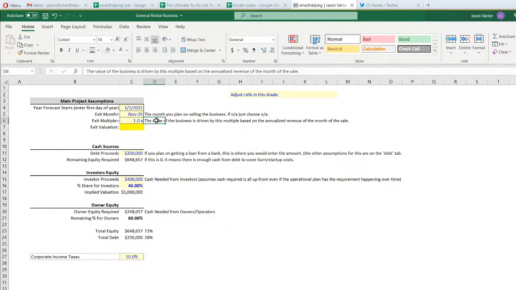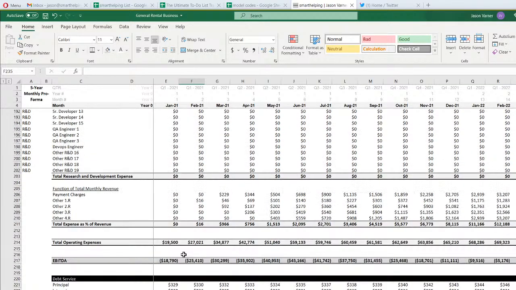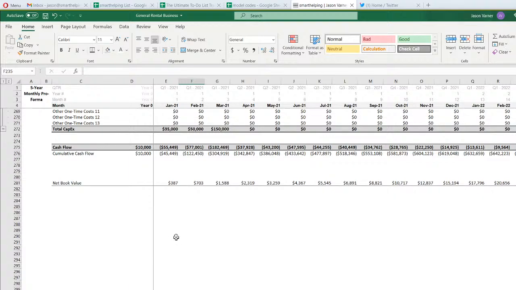So exit multiple, yep, annualized revenue month of the sale. So the month of exit, we're going to take the trailing 12-month total revenue. So we'll take November and then 11 months before that to figure out the annualized revenue. And then whatever the multiple is, it'll give you exit value. Now this is always a little tricky, because how do we know what the 12 months trailing the actual exit month are? And so I have a formula for this.